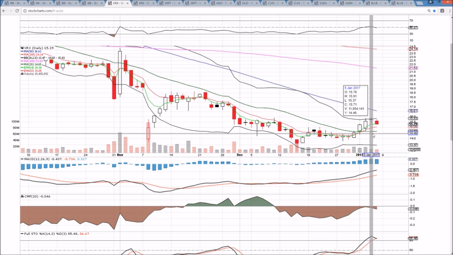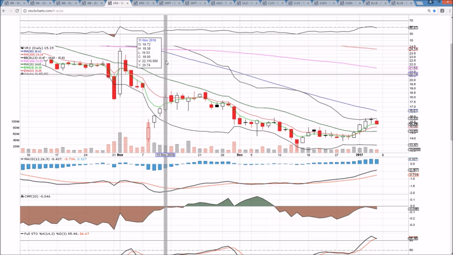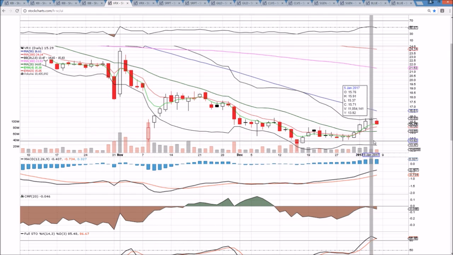We still have $15 psychological support to come before that, but we can be scouting for a bull entry on VRX, and we would exit if we lost the middle Bollinger Band support, as it has been resistance for so long, and it's finally support.